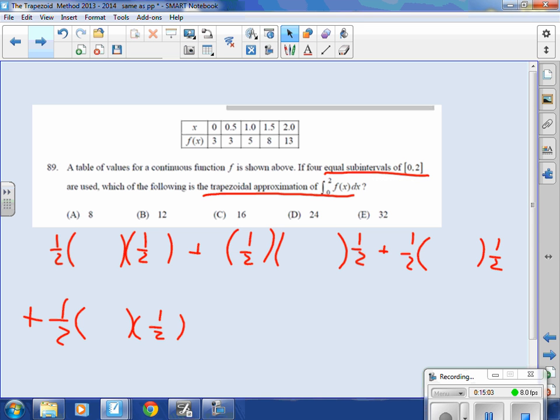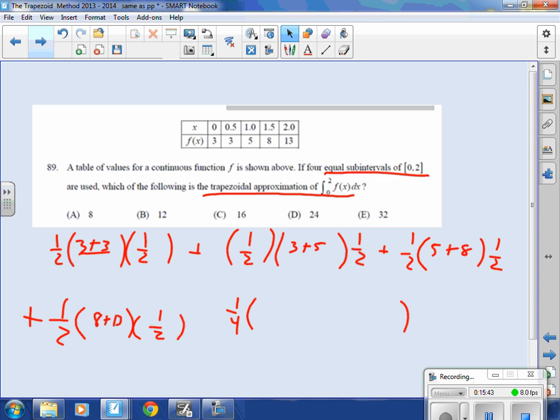So how big are the bases of trapezoid 1? Rachel, what are they? 3 and 3. How big are the bases in trapezoid 2? 3 and 5. How big are the bases in trapezoid 3? 5 and 8. And how big are the bases in trapezoid 4? 8 plus 13. Now every one of these is some number multiplied by a fourth, isn't it? Let's just take that fourth out and simplify our complications.